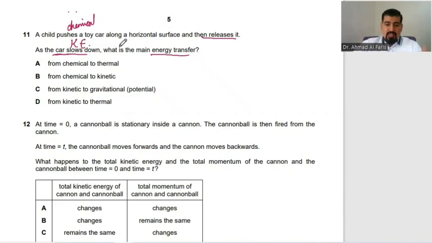Eventually it will stop. So that means it becomes what? Thermal energy due to air resistance or friction or any other forces. So during its slowing down, what is the main energy transfer? It's from kinetic to what? To thermal energy.